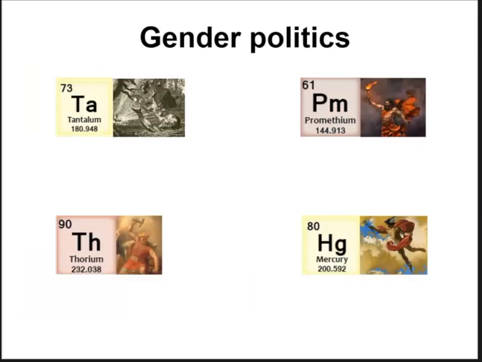And also, men continue to be represented. You might say, okay, women are represented by goddesses, but men are also represented by some of the gods as well. Here's Tantalus, and Prometheus, and Thor, and Mercury, all there after elements. So there's a bit of gender balancing, I think, to go on in the periodic table, not to mention diversity, as I said, Nihonium and Indium, the only two elements which reflect an Asian aspect on the periodic table.